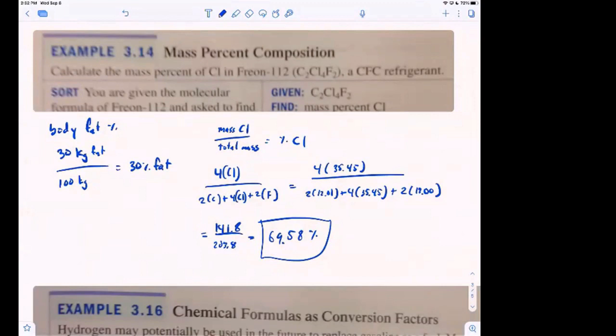Okay. Other questions? Yeah. Why is it called freon? I don't know why they call it freons, to be honest with you. I don't know where that name comes from. Other questions? Maybe I should know. That's something I'd have to ask Google.